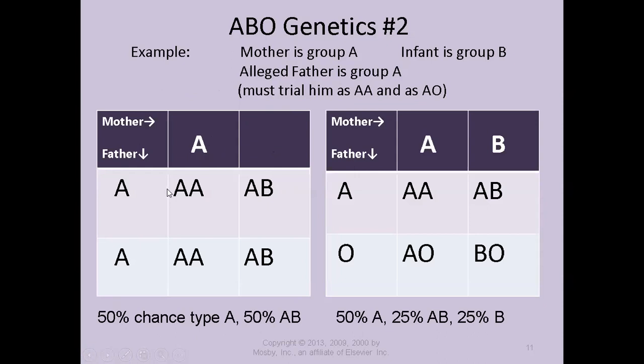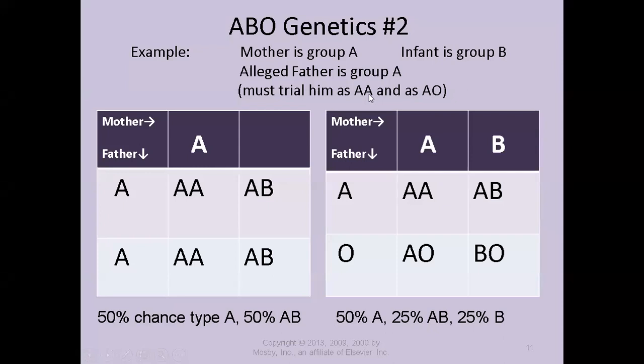So the A comes down here with the A here, A and B, A and A and A and B. When we trial the father as AA, we see that there is a 50% chance of a child that's A and a 50% chance of a child who's AB. So if we were just to trial him this way, we could say that, oh gee, there's no chance that he could be the father because the baby is type B. But we have to trial him a second time.